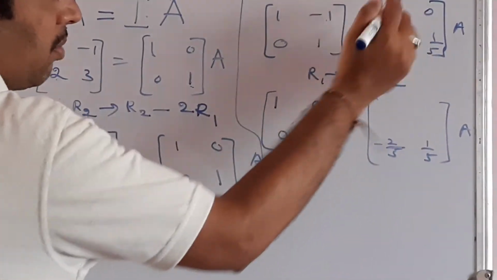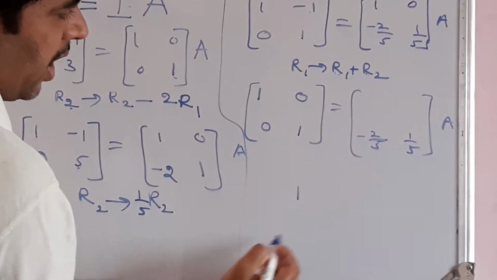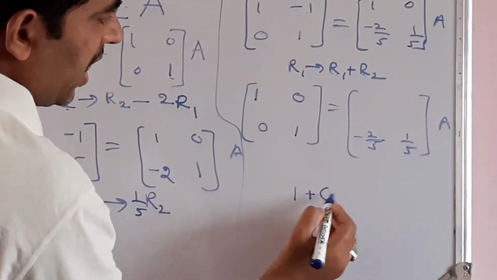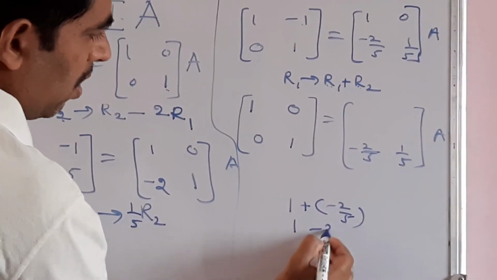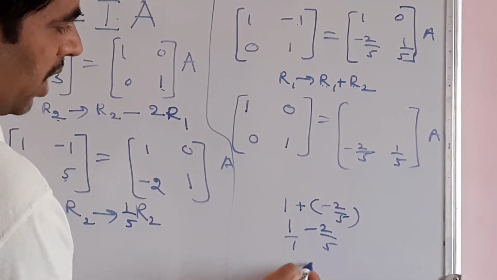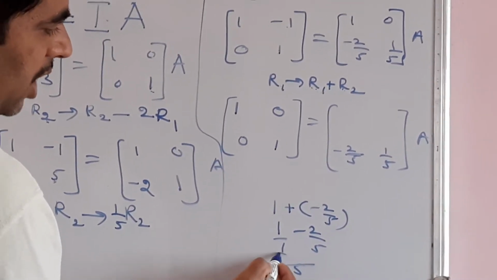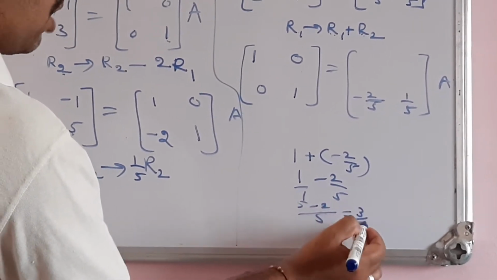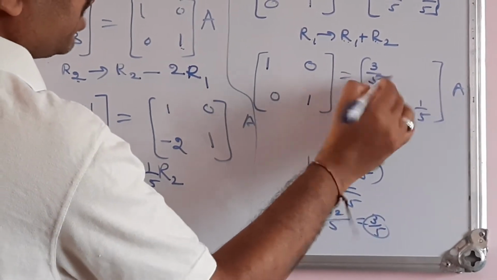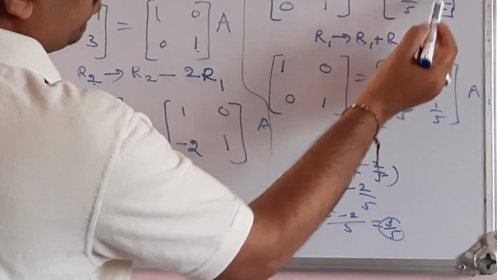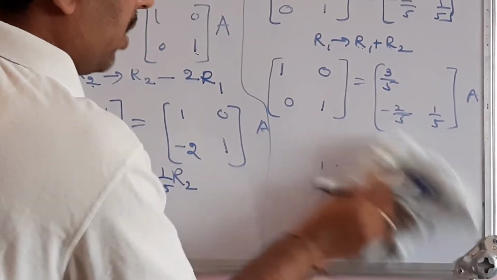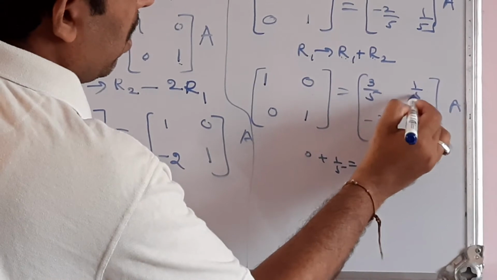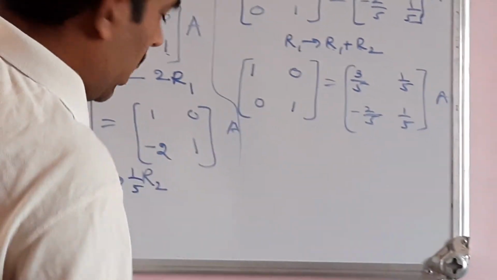Then see here we have to make the simplification. R1 plus R2, 1, 1 plus, R2, the corresponding element is minus 2 by 5, that is 1 minus 2 by 5. So you take the LCM 5, multiply every element by LCM, say 1 into 5, 5, then 2 by 5 into 5, that will be 2. So 5 minus 2, that will be 3, so that is 3 by 5. Then 0 plus 1 by 5. So what is the last element? 0 plus 1 by 5, that will be 1 by 5 only.